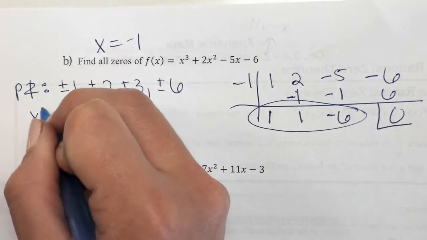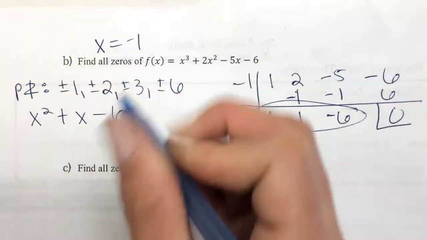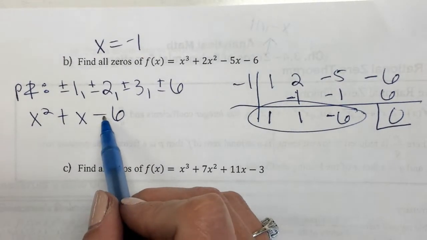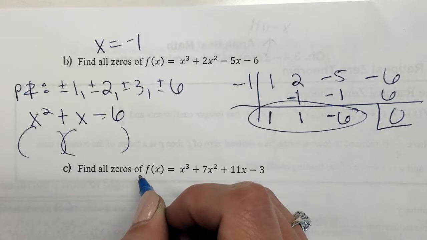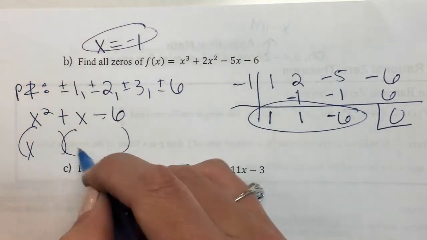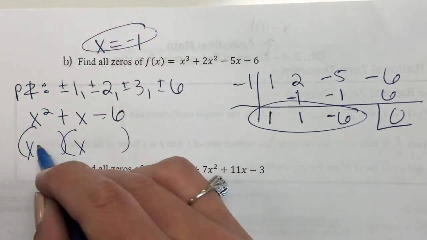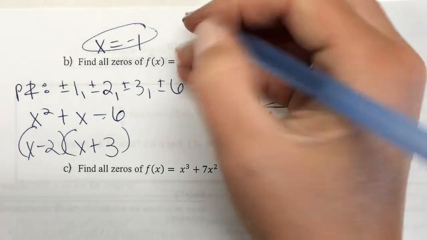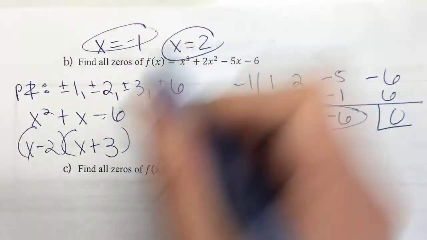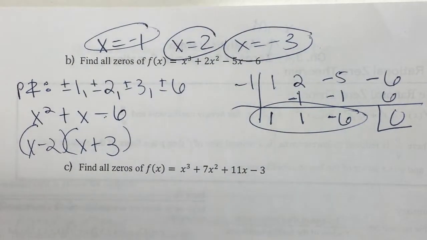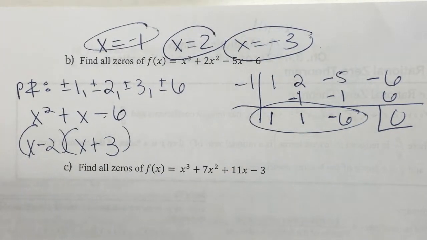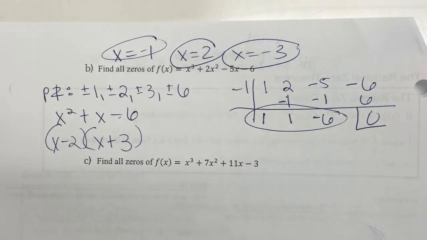X squared plus x minus 2. Good. Antonio, what are two numbers that multiply to get -6 and add together to get +1? Which one's negative? Good. So what are my two other zeros? Colby already said one of them was 2. The other one's -3. Good. And see, the degree was 3, so we should have had 3 zeros, which we did. Are there any questions before you try C and D on your own?